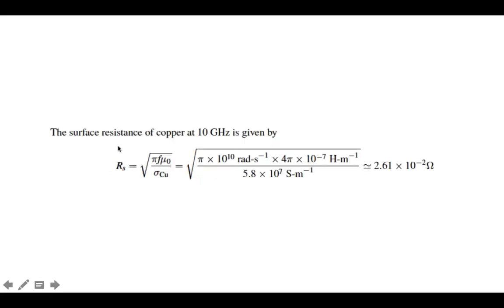Now that we have that, we can look at determining the surface resistance of copper. At 10 gigahertz, it's given by the following formula. And so plugging in all of the relevant pieces of information, we get 2.61 times 10 to the minus 2 ohms. And so that would be basically the surface resistance at 10 gigahertz.